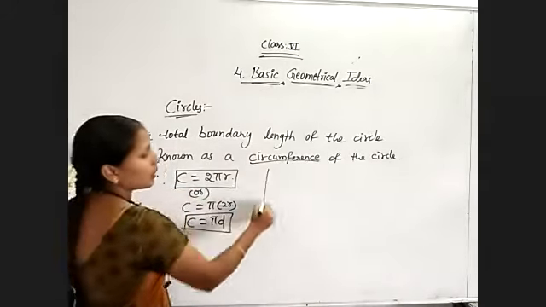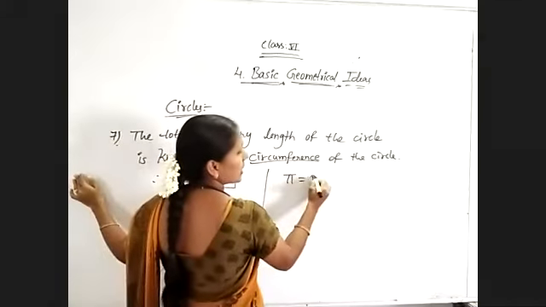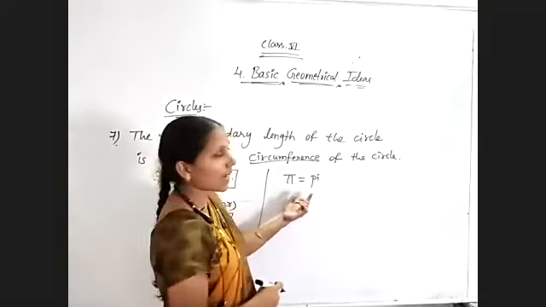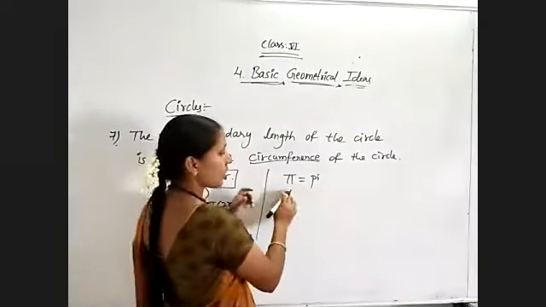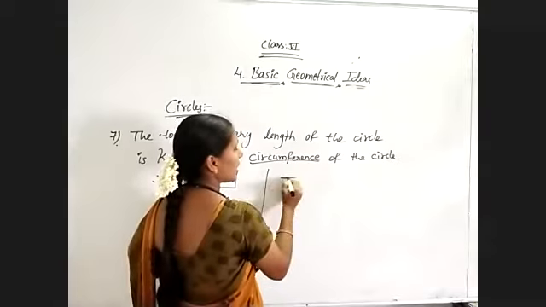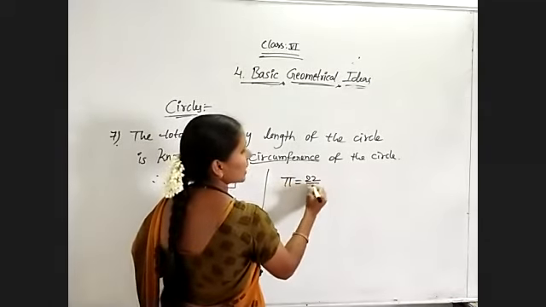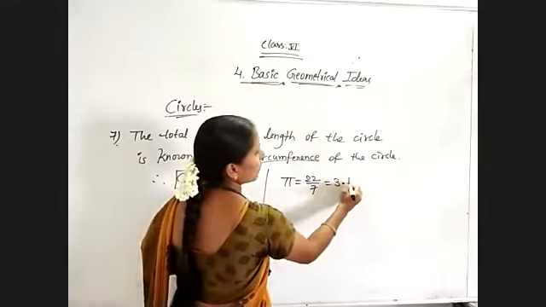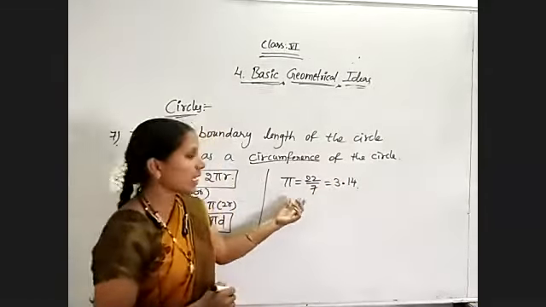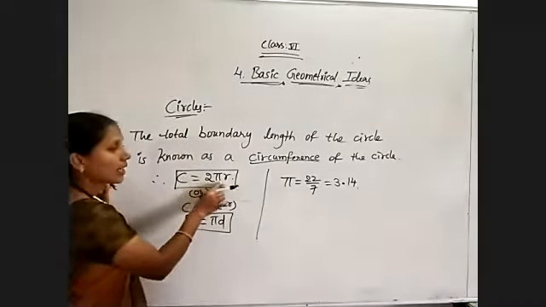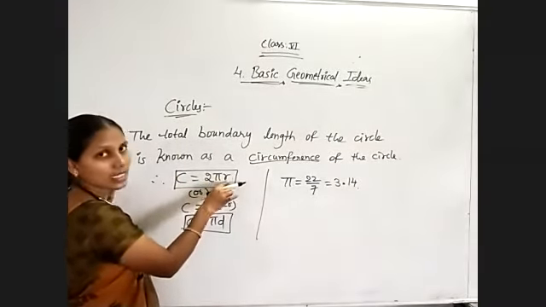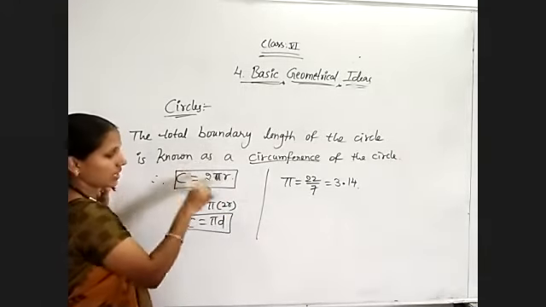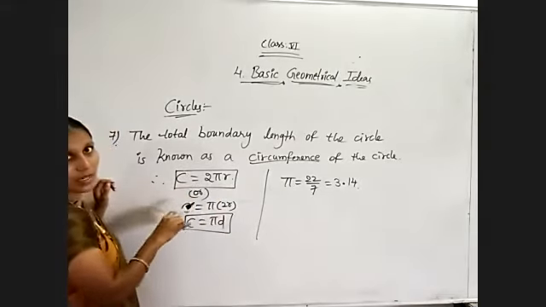Here pi is a constant value, and it is given by 22 by 7 in the fractional form. In the decimal notation it is given as 3.14 approximately. 2 and pi both are constant. R is the variable and D is the variable. Means depending on R you will get different circumference. Depending on diameter you will get another circumference.